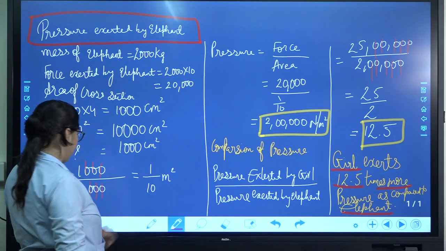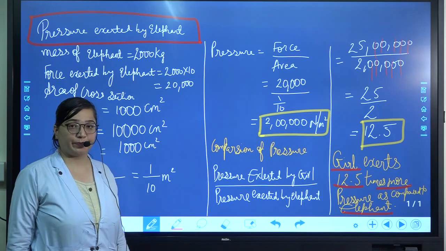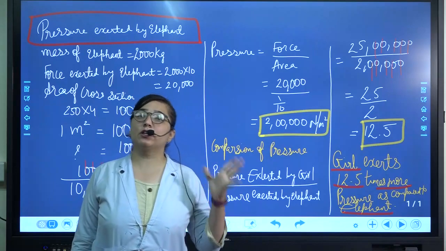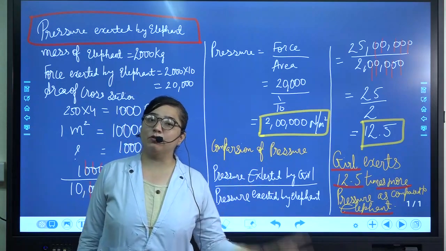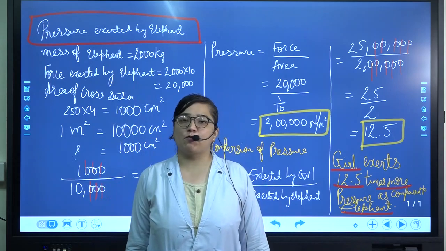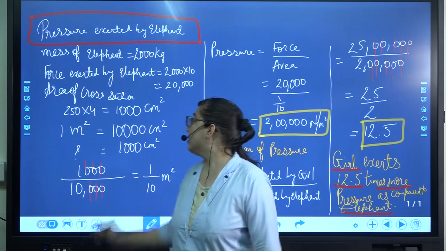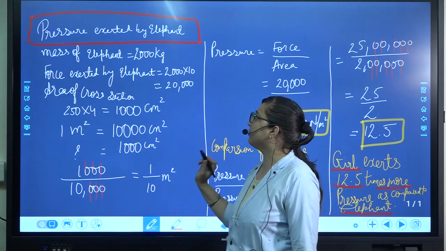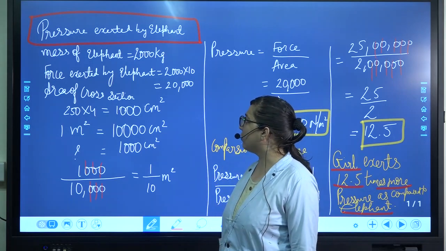Mass of the elephant is given to us as 2000 kilogram. Like we converted the mass into kilogram force and Newton, in the same way this mass also needs to be converted into Newton. Why? Because the SI unit of force is Newton. So the conversion is necessary. Mass of the elephant is 2000 kilograms, so the force exerted by the elephant will be what? 2000 into 10, that is 20,000 Newton.